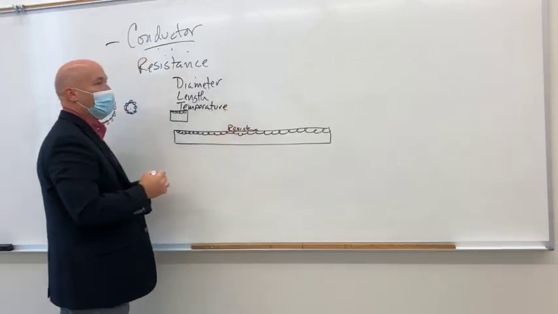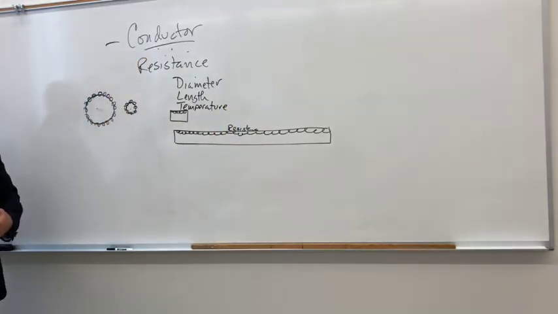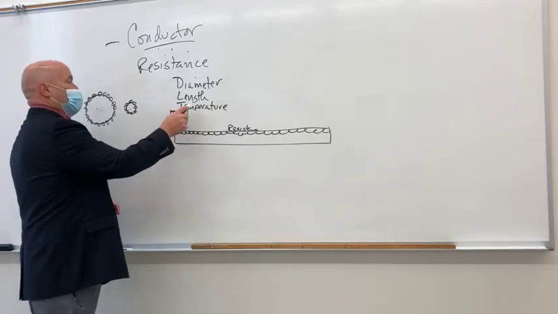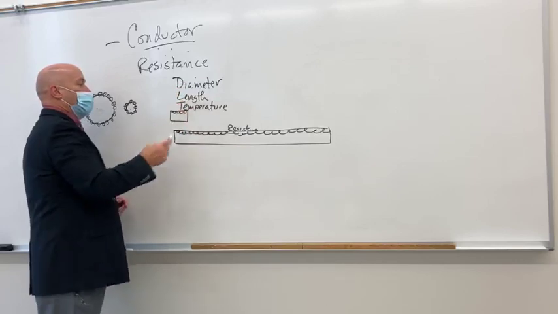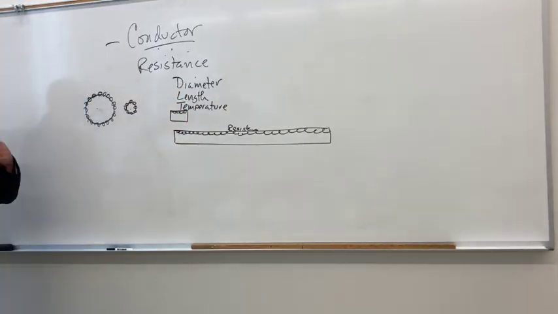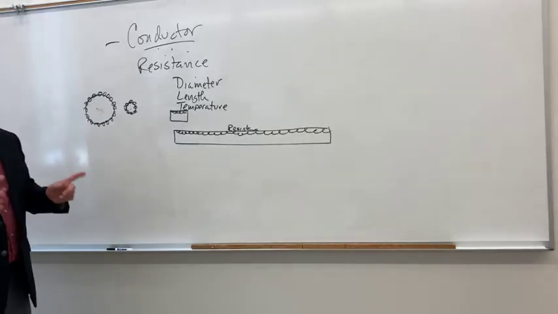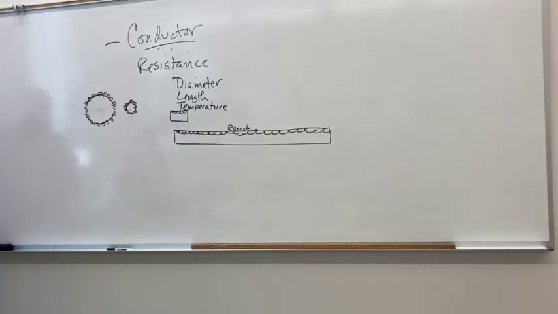Because again, if we keep a conductor very, very cold, it becomes more like a superconductor, okay? So change the temperature of the wire, change the diameter of the wire, change the length of the wire. Those are the three different ways we can change resistance. Now what we can also do is two different things.